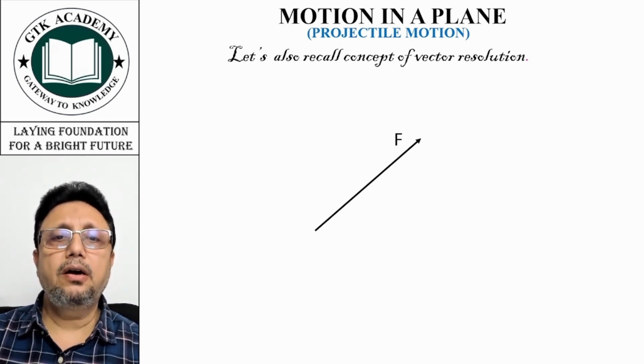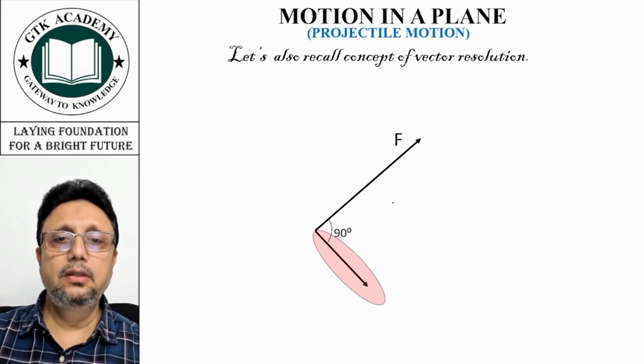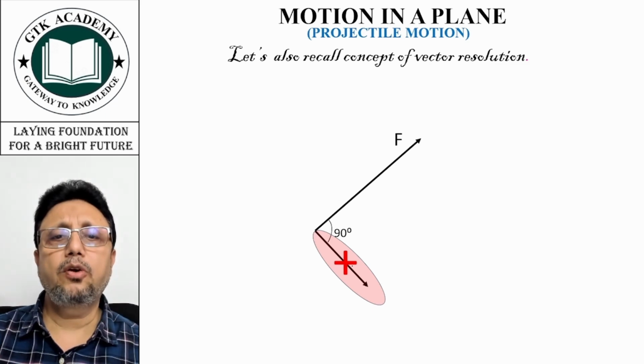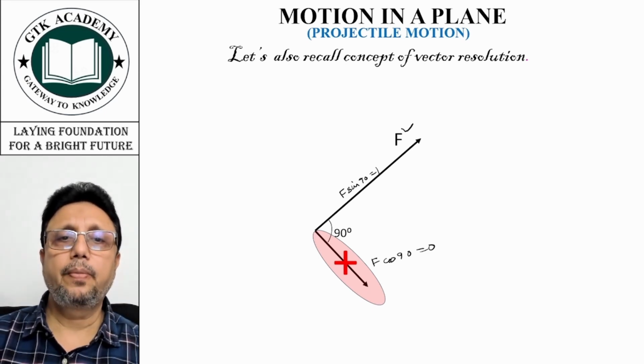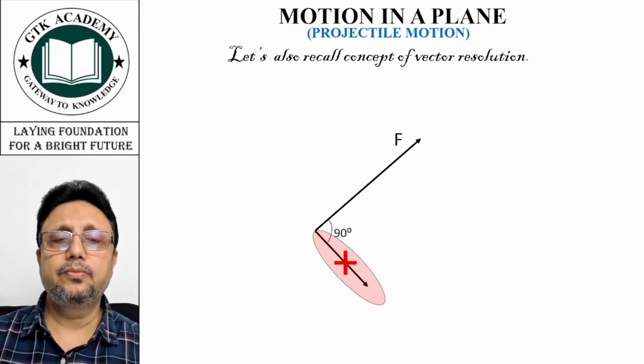So if we have a force like this, in this direction, which is inclined at 90 degrees to the force, there is no component of this F, because F cos 90 is equal to 0. So what happens to F sin 90? F sin 90 is equal to F, this one only. So this is one concept which we are going to use.